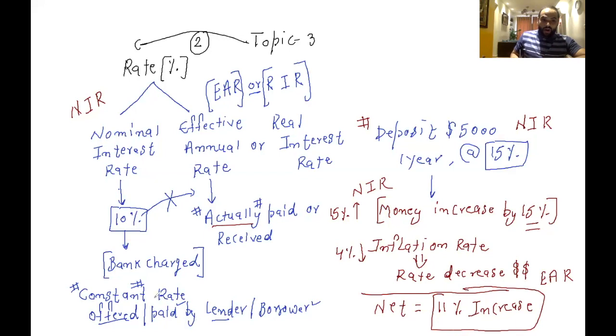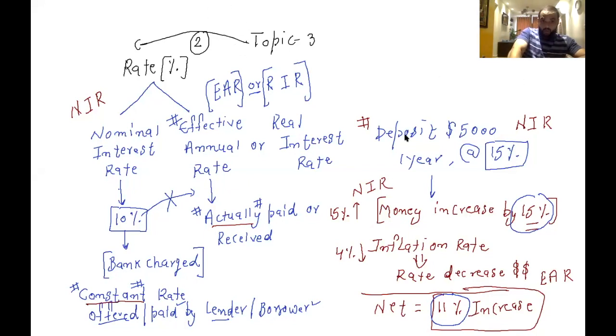Actually, it's not constant or fixed. So this 15% is constant and fixed, which is offered by the bank. And this 11% is what you are actually receiving. That's the meaning of EAR. Understand? Yes or no? Did you understand the meaning of EAR? Why is EAR not the same as NIR? Make sure you understand this one, because I'm going to ask this type of question in your exam. What is the major difference between NIR and EAR? By showing examples, you have to explain to me.